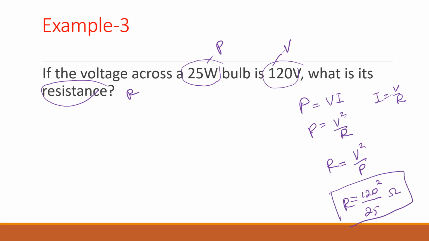I forgot to tell you the power in the previous equation is measured in watts. And we already know the voltage is in volts, current is in amps, and resistance is in ohms. So we found the resistance, which is 120 squared divided by 25. So that is 576 ohms. So resistance is equal to 576 ohms. So that's the answer for this question.